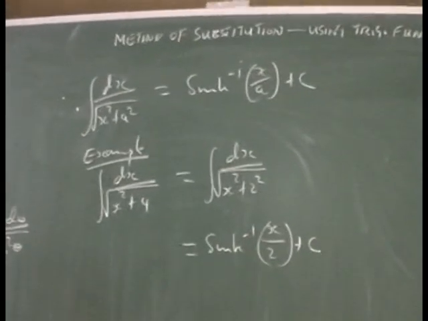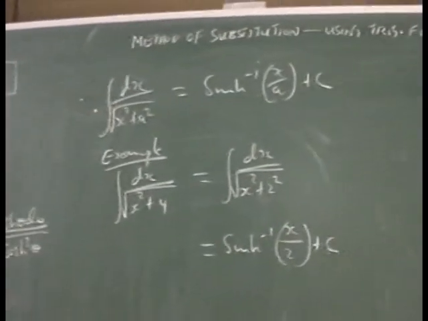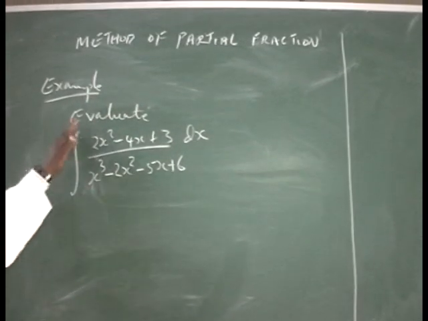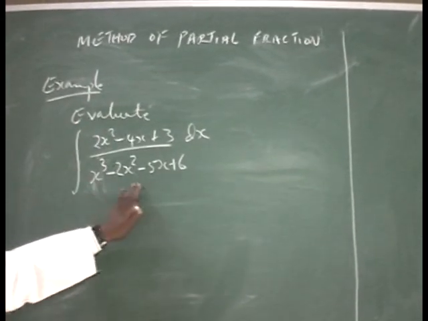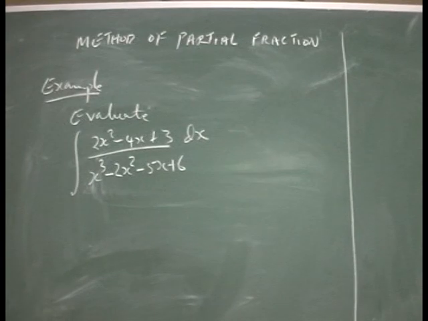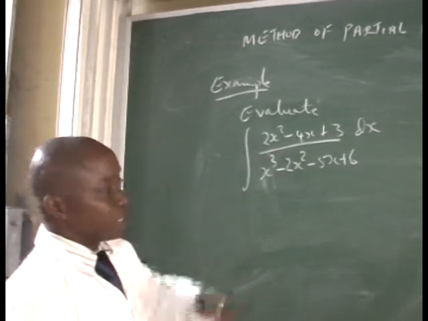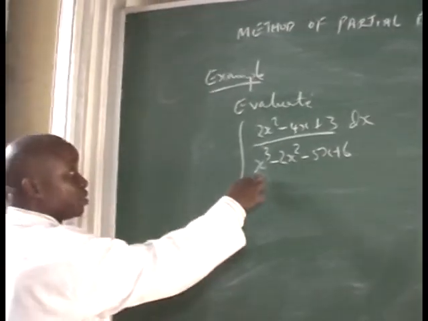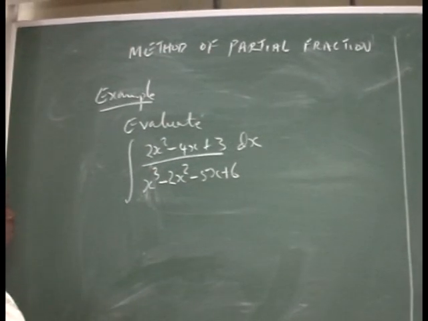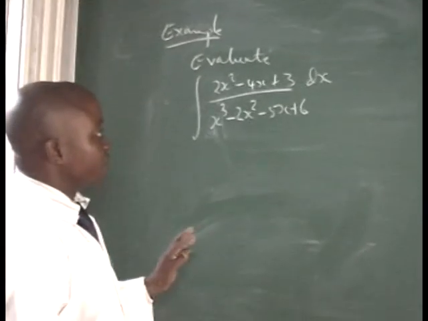We also look at the partial fraction, method of partial fraction. So this one is method of partial fraction. Example, evaluate this function. You know, this method is used to evaluate rational function where the numerator and the denominator are polynomials. So, suppose you want to integrate this, you will first of all resolve it into partial fraction. Of course, we know how we can resolve it to partial fraction if you watch our lectures on partial fraction.